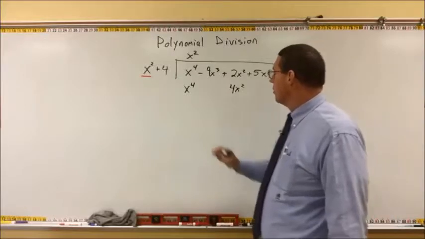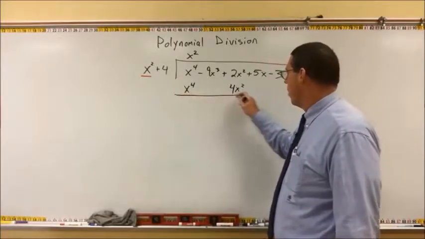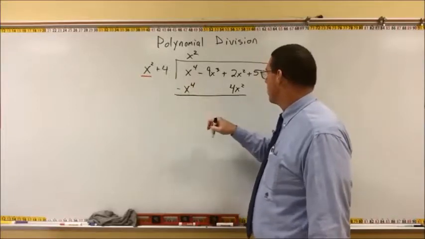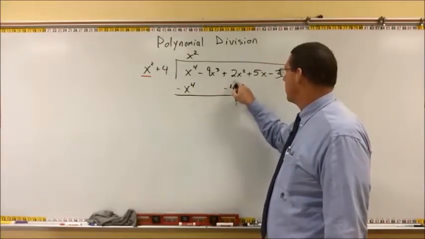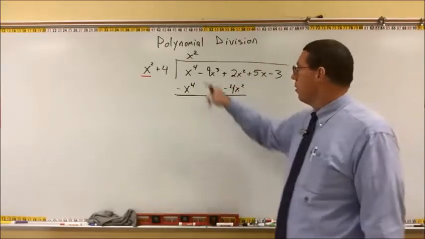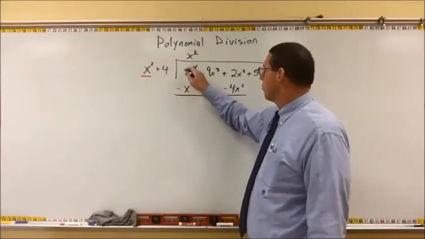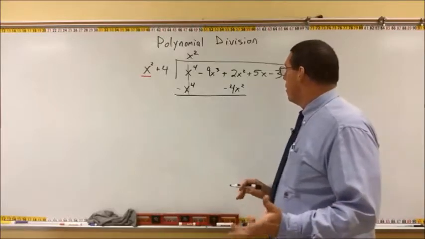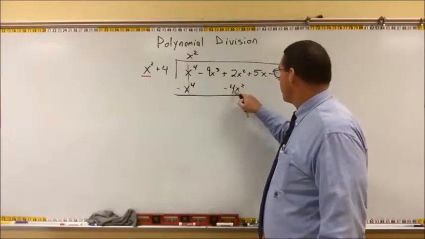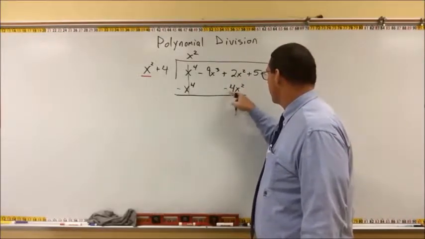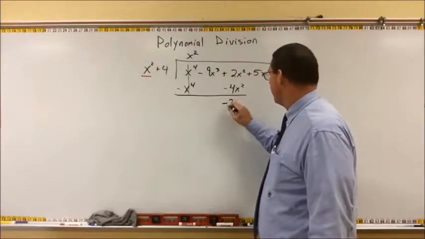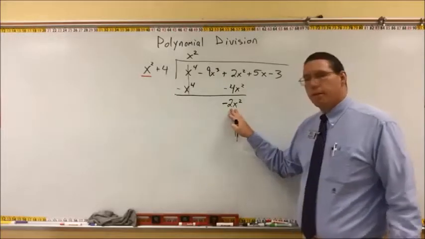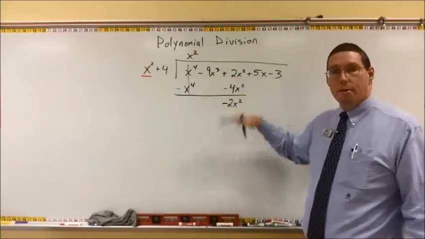And basically what we're going to do now is subtract. We're going to draw this line, and then we're going to subtract this from this, and we're going to subtract this from this. Okay? So x to the fourth minus x to the fourth, well, that cancels. So it's 0. Then we're going to do 2x squared minus 4x squared, and 2x squared minus 4x squared is negative 2x squared.